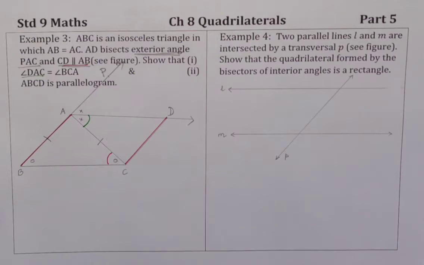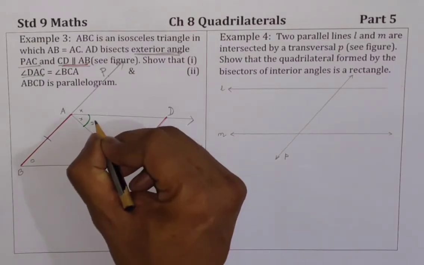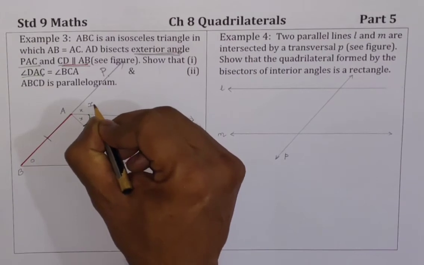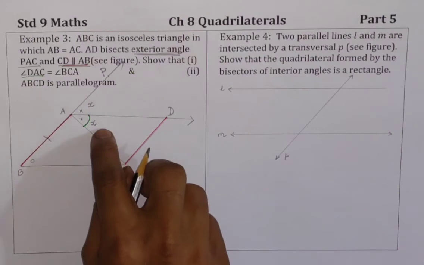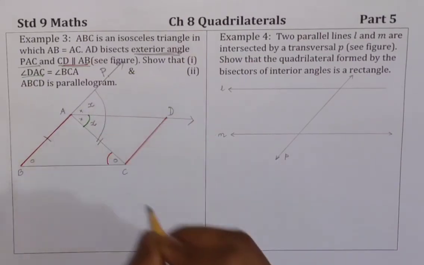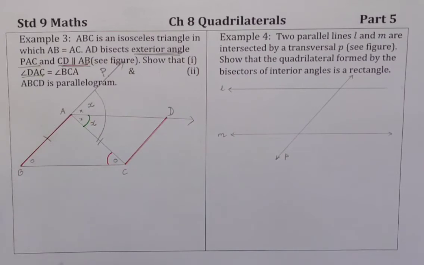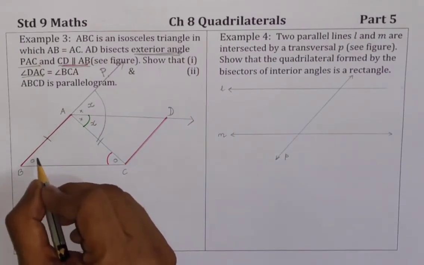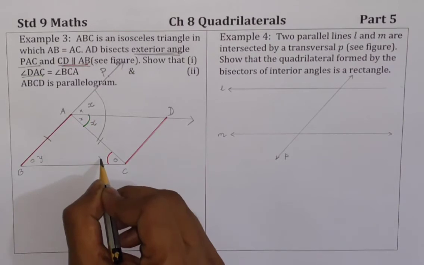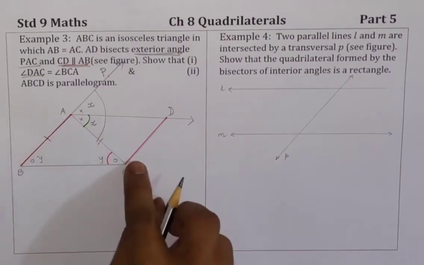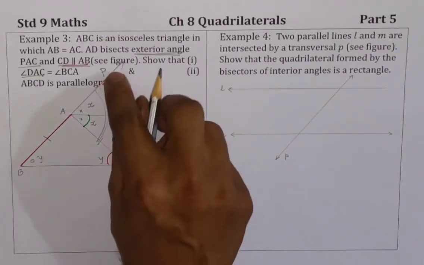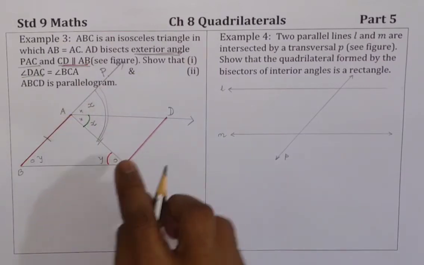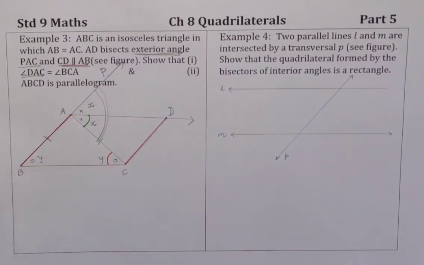Children, now I call this X and this also I am going to call X. Just try to understand why. Because AD is the bisector, the measure of angle PAC, the exterior angle, will be 2x. Correct? Now I am going to call this Y and this Y because they are also equal. They are angles opposite to congruent sides in the same triangle. Correct? Okay. And then the exterior angle result: the measure of an exterior angle of a triangle is equal to the sum of its interior opposite angles.